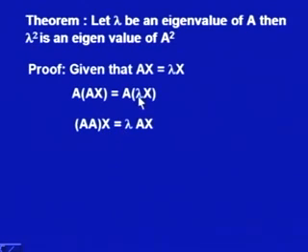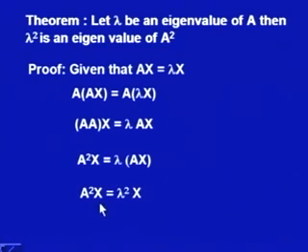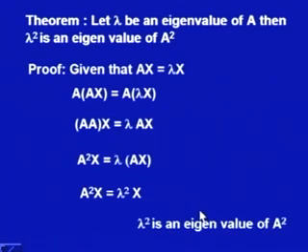Since lambda is a scalar and matrix multiplication is associative, the left hand side becomes A into A x, and on the right hand side lambda can be taken outside, so the right hand side becomes lambda times Ax. That means A square x is equal to lambda times Ax, and Ax is equal to lambda x being given to us, we have A square x is equal to lambda square x, and from here one can say that lambda square is an eigenvalue of the matrix A square. This is what was to be proved.